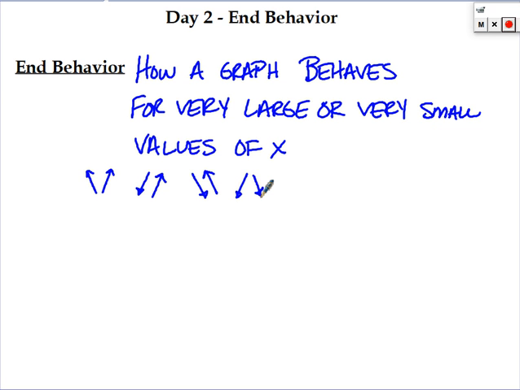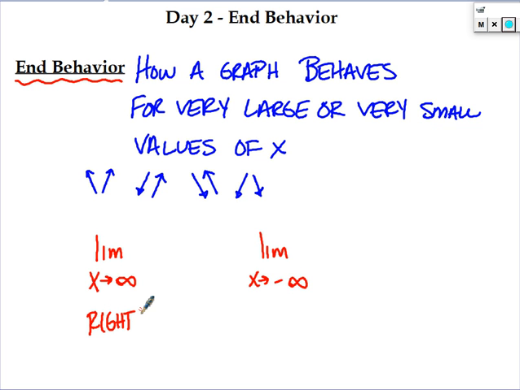Now we're going to look at all different types of graphs and see what they're doing at the very end, but we're going to write them as limits. So when you think of end behavior, you want to think of two limits. The limit as x approaches infinity and the limit as x approaches negative infinity. So this one's going to be to the right for very large values of x, and this one will be looking to the left for very small values for x.